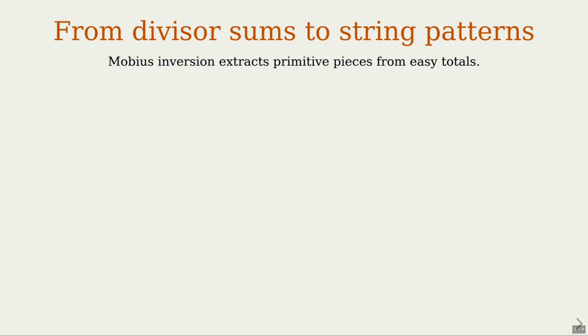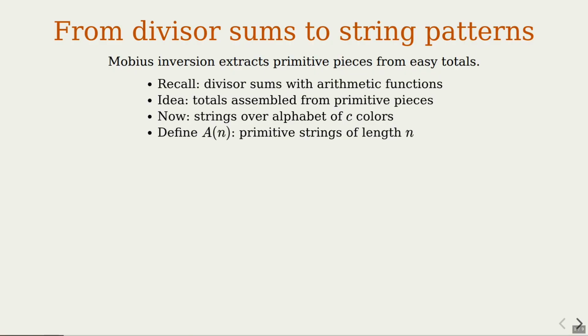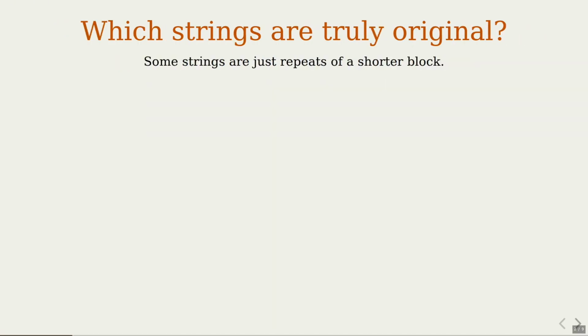Let us warm up by remembering how Möbius inversion helped us untangle divisor sums in number theory. We previously looked at functions on the integers where we summed values over all divisors to get a new function. The guiding philosophy was that complicated totals are built by stacking simpler building blocks. Today we replace integers by colored strings with C possible symbols in each position. Our main object will be A of n, the number of strings of length n that are not made by repeating a shorter block. With that idea in mind, we are ready to ask the same primitive versus non-primitive question for strings. Let us test your intuition with a few short strings.